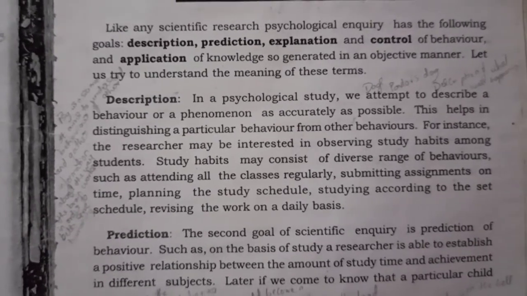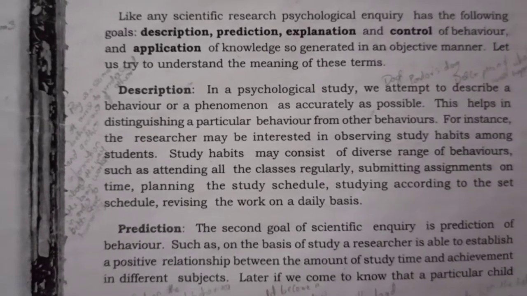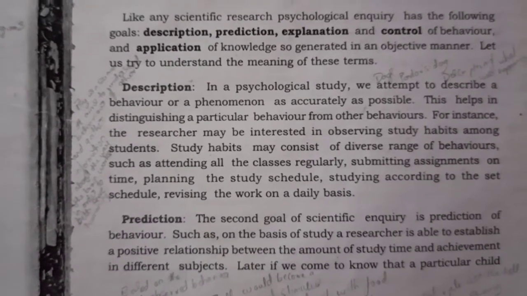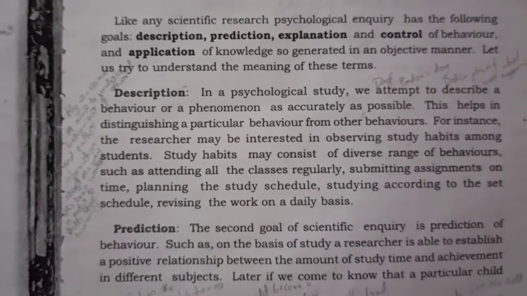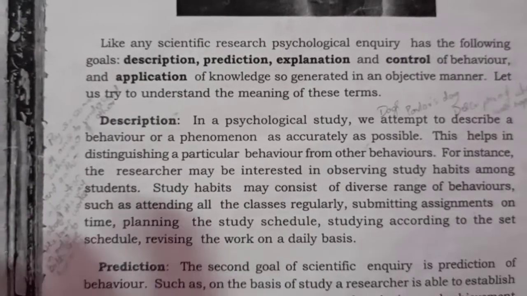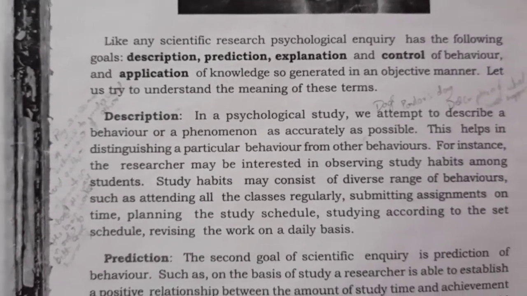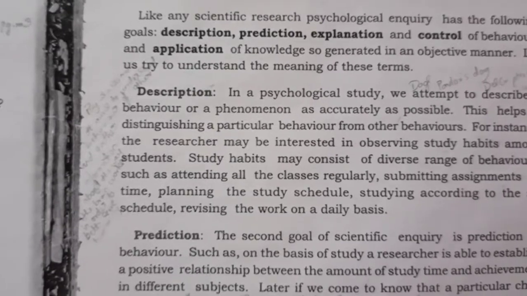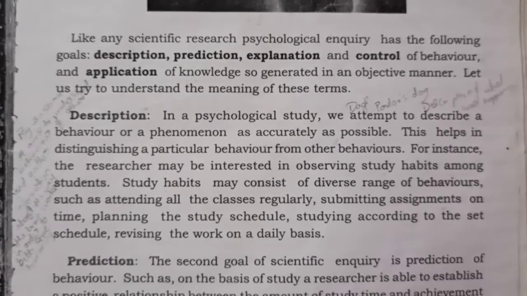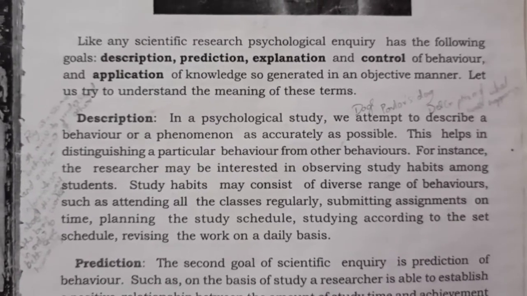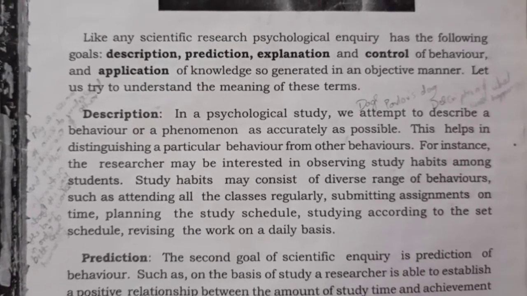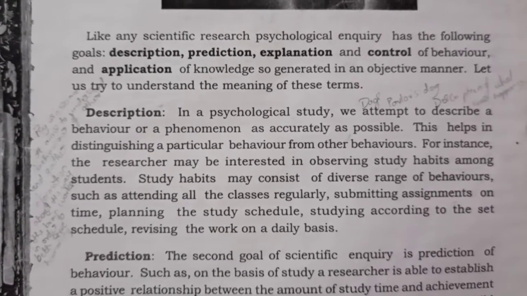When you are researching about something, when a psychological inquiry is being done, what are the things you observe? That is what the goals of psychology talk about. So the first goal of psychology is description. In a psychological study, we attempt to describe a behavior or a phenomenon as accurately as possible. This helps in distinguishing a particular behavior from others' behavior.